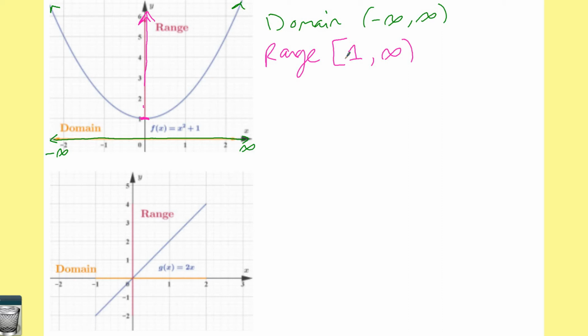Interval notation to me is just so much easier than writing it as an inequality. Most of you are pretty comfortable with that, but I want you guys to understand this. If you did write it in inequality notation, for the domain you would just say all real numbers. So x is an element of the real numbers.